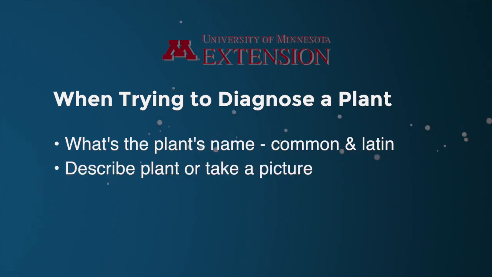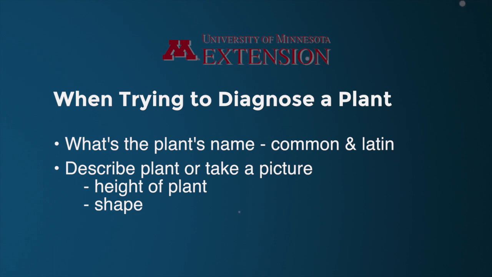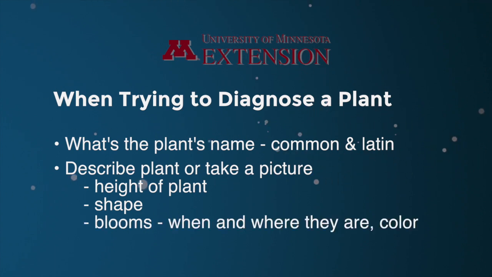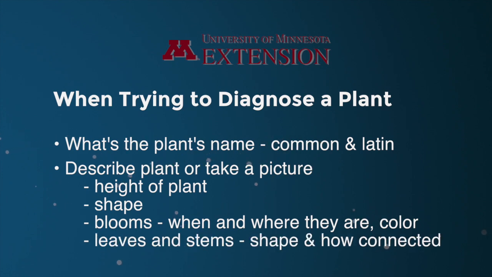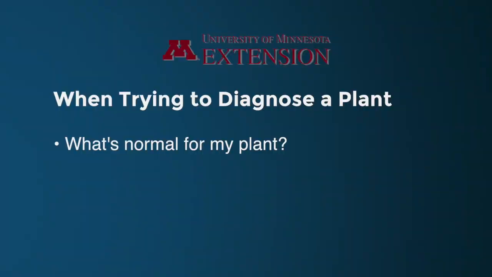If you need to describe the plant for us, or if you need to take pictures, there are some things that could be helpful for us. We would want to know the height of the plant, the overall shape, the blooms if it has blooms, when and where they are, and the color of them. We'd also want to know about the leaves and the stems, how they're connected to the plant, and what shape the leaves are.